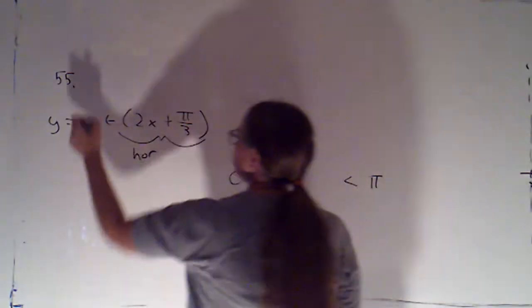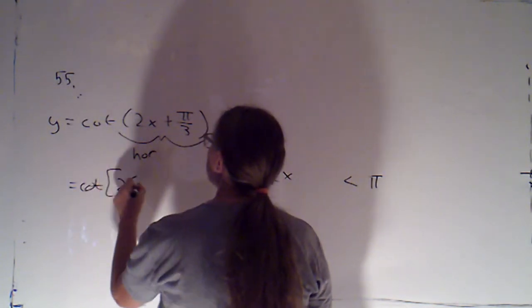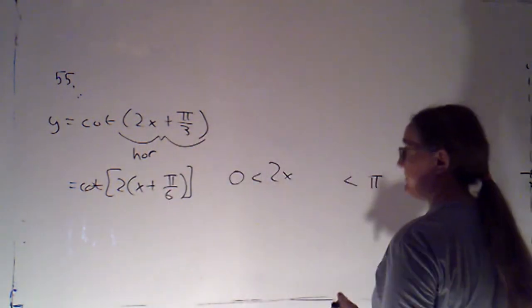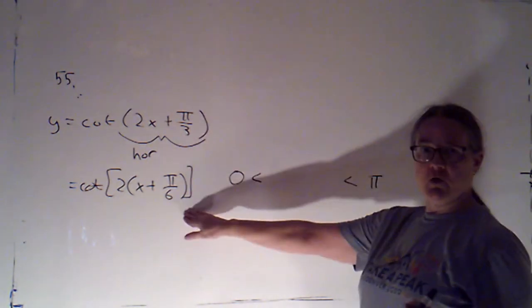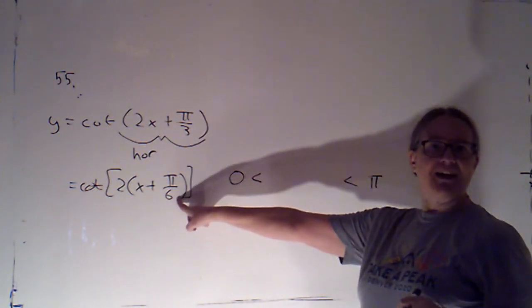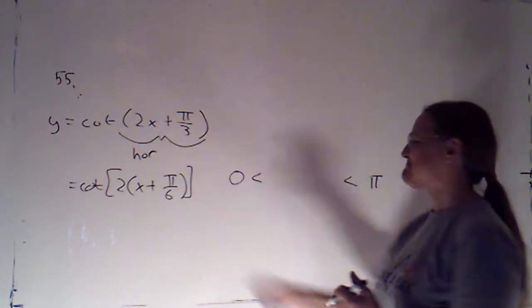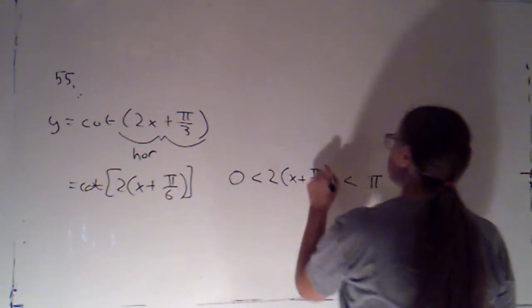All right, so I'm going to put my input. Oh, you know what? Let's rewrite this in factored form. This is cotangent of 2 times x plus pi over 6, if I factor out that 2. Again, not absolutely necessary to do this, but that way I can do a visual check at the end. Have I actually shifted things left pi over 6? Okay, so 2 times x plus pi over 6.